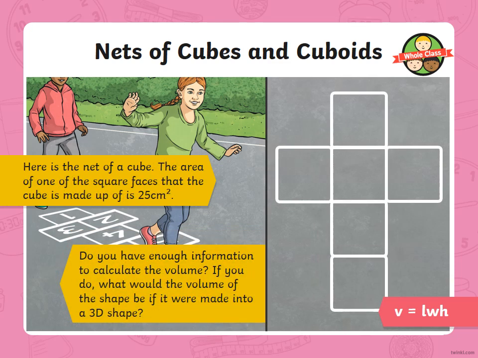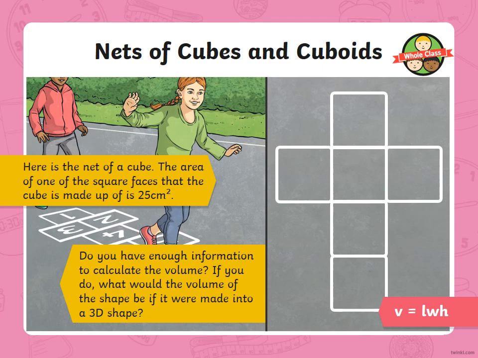Now here is the net of a cube. The area of one of the square faces that the cube is made up of is 25 centimeters squared. Do you have enough information to calculate the volume? And if you do, what would the volume of the shape be if it were made into a 3D shape? So pause the video here. Can you find the volume of this cube? What do you know about a cube that might help you with this question?